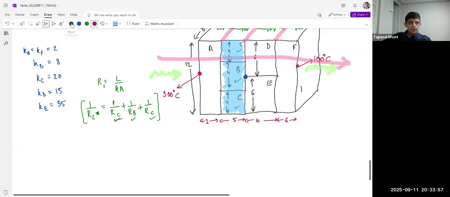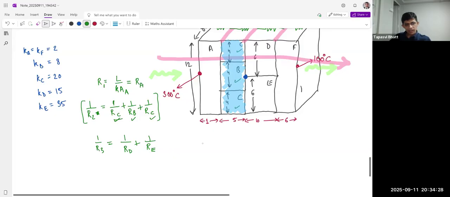Now similarly, let's calculate R3. 1 over R3 is 1 over RD plus 1 over RE. Now this RC and this is RA, or I could have written RA.